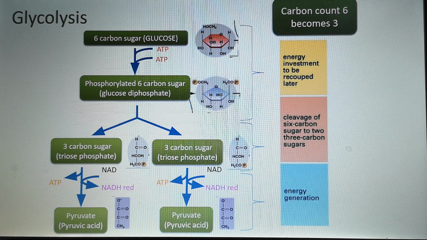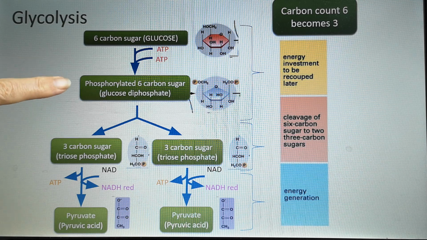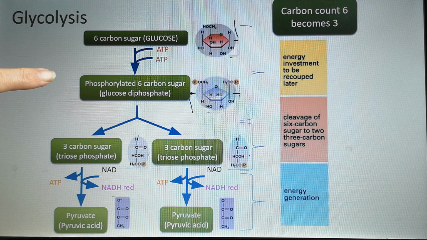Phosphorylated glucose, or this phosphorylated molecule, because it's no longer glucose, is more reactive than glucose. Glucose itself is full of energy, but it's not particularly reactive. So by phosphorylating it, we make it more reactive. That means that we reduce the activation energy required to get the whole process going. Okay. So then we have a 6-carbon sugar that has been phosphorylated twice.